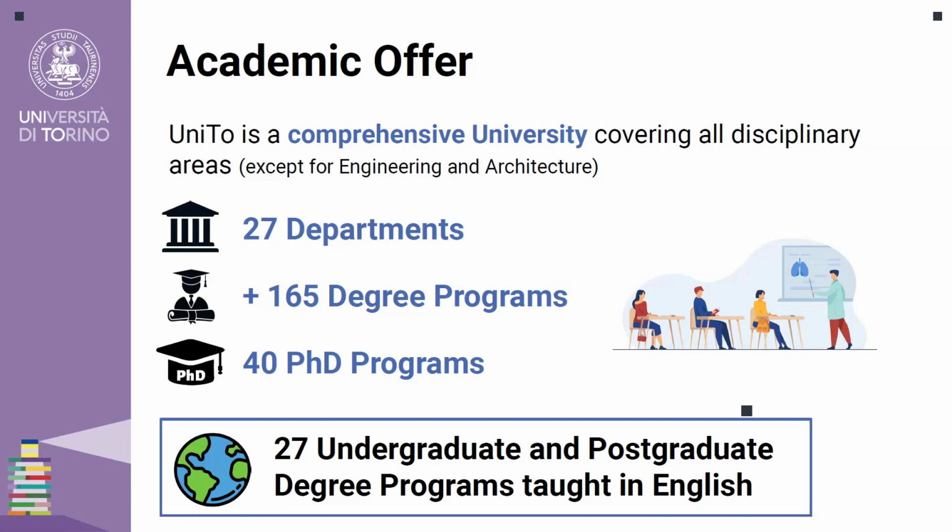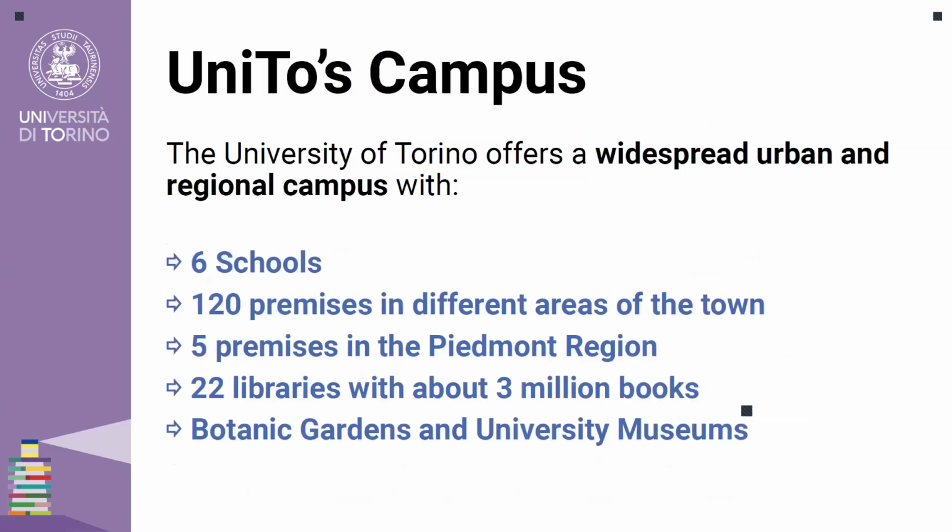And our university, I guess, is the next slide. Yeah. So what about our campus? We are a huge university, and so we are not located in a unique campus in the city, but we are actually widespread all over Torino in the urban region with urban and regional campuses. And this, let's say, spread campus is formed by 6 schools and 120 premises that are located in different areas of the town. You will see it in a minute in the next slides.